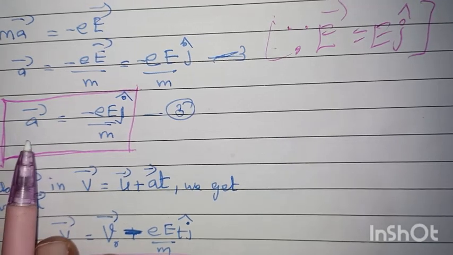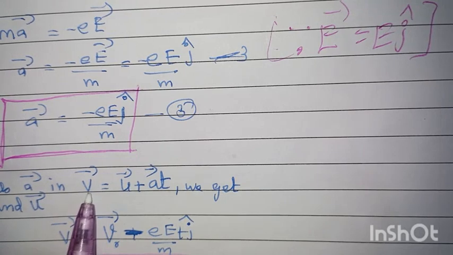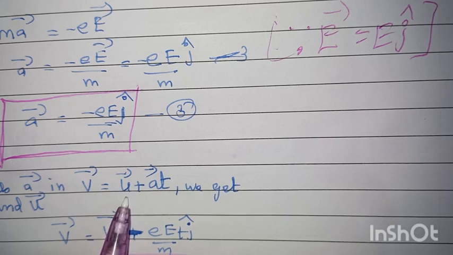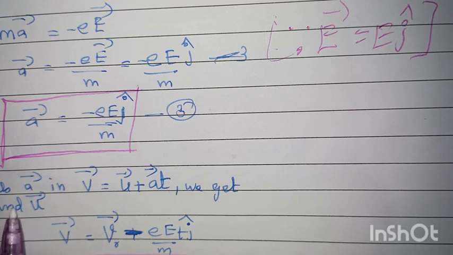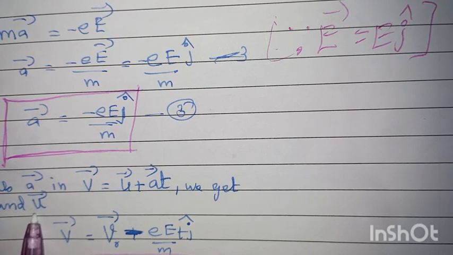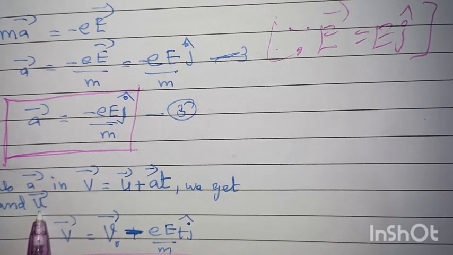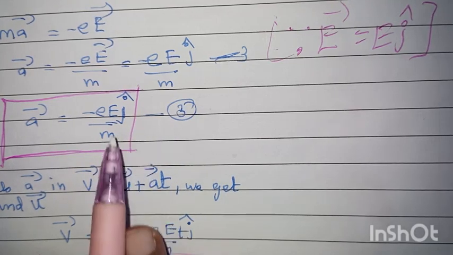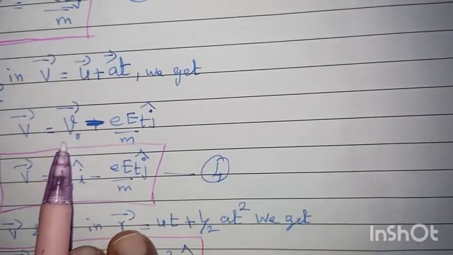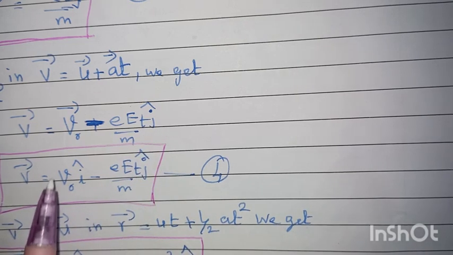Now we are substituting the value of a in the well-known equation for velocity. That is, velocity is equal to initial velocity u plus at, and the value of u also is substituted. In our case u is v0, the initial velocity of the electron, and acceleration a is minus eE j cap by m. On substituting these two values, we get the expression for v as v0 minus eE by m into t into j cap.